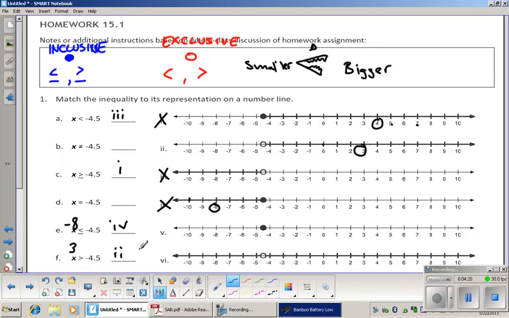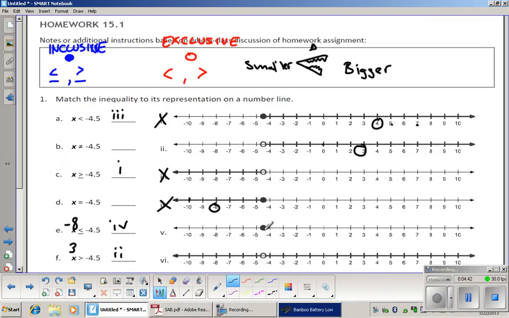Now let's go back to these weird ones. x is the same as negative 4.5. Now think about what that says. It doesn't say x can sometimes be bigger than negative 4.5. It doesn't say x can be this and other things. It says x is strictly the same as negative 4.5. So I only have 2 left.